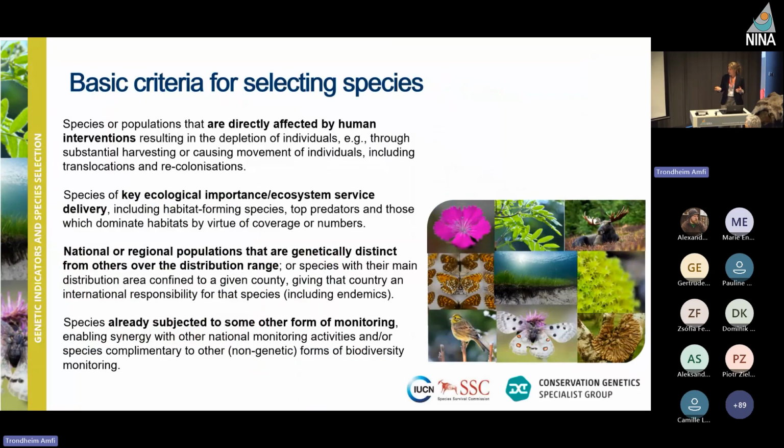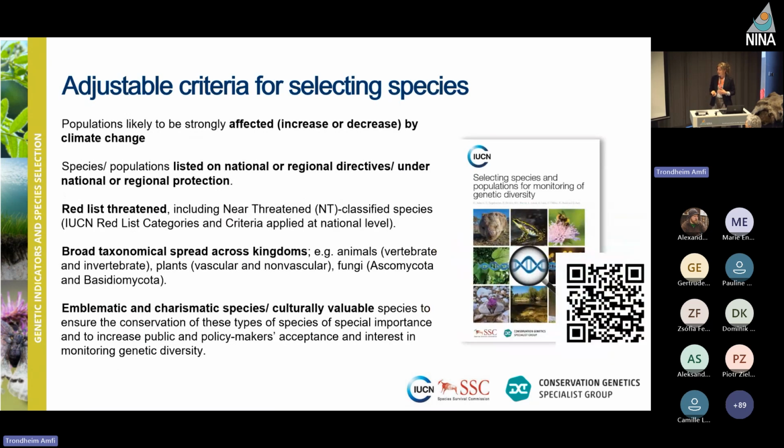There are some basic criteria for selecting species, and then there are some criteria which can be adjusted based on the country's need. So this is a process that the countries need to do themselves, and reflect on which species they would like to calculate genetic diversity indicators for.